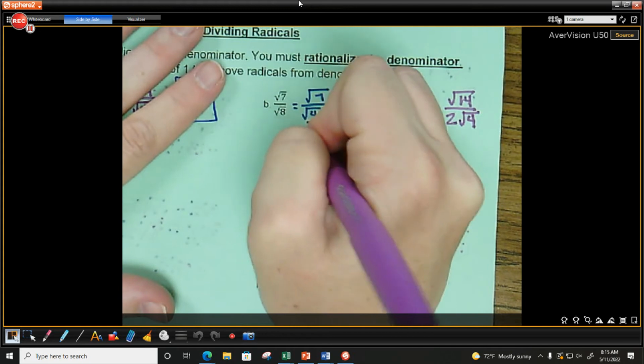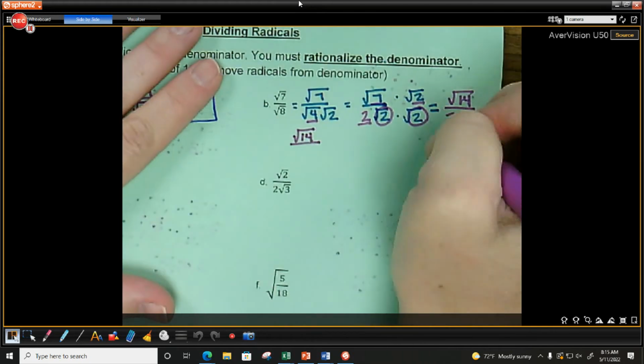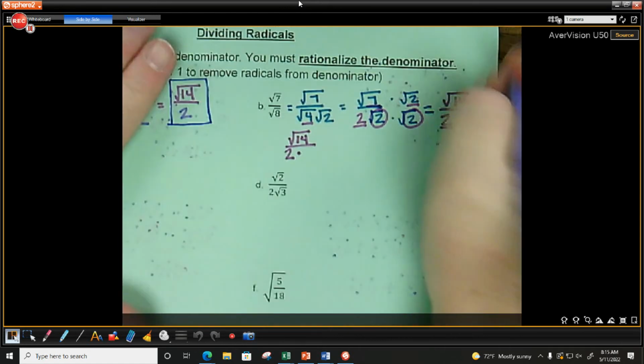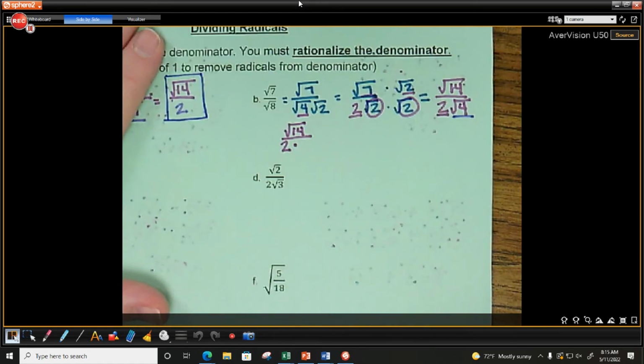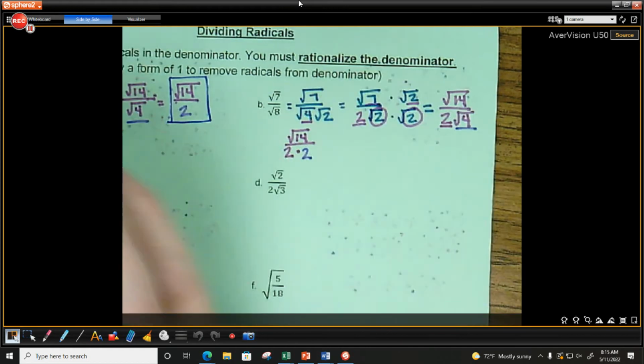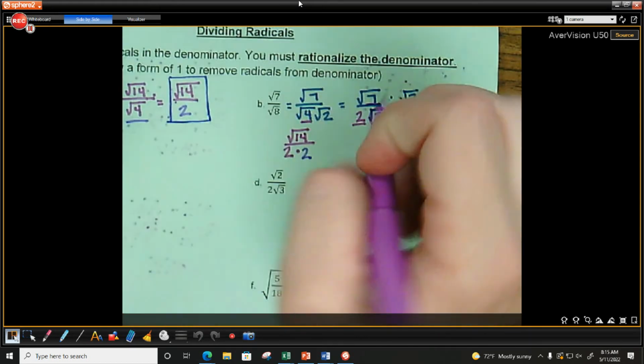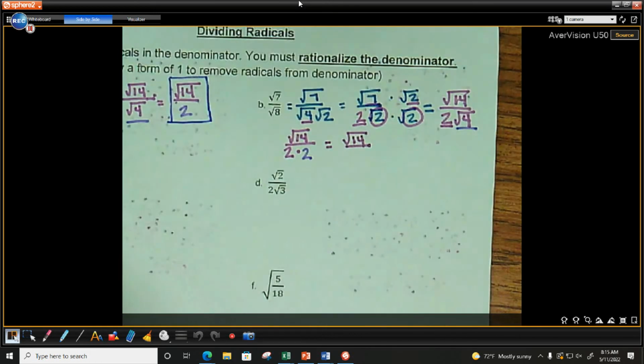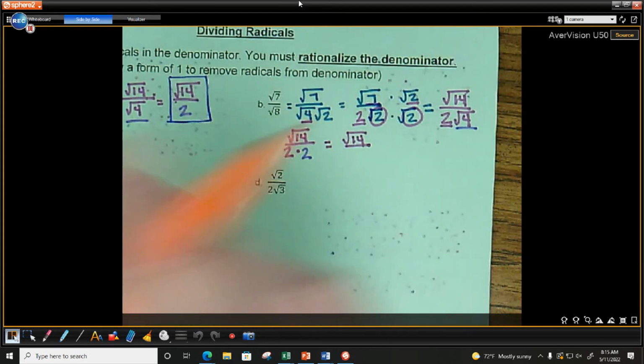Over 2 times, what's the square root of 4 become? 2. So this is square root of 14 over, what? 4.